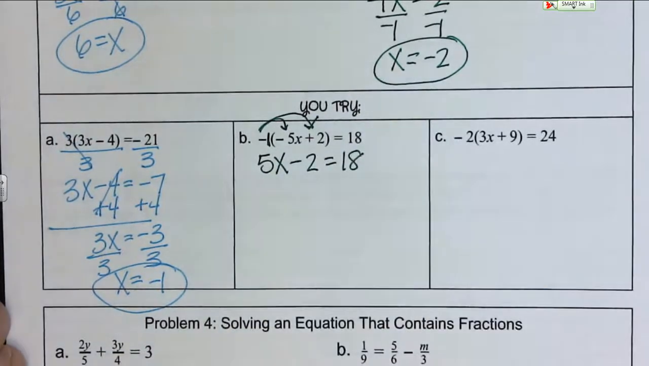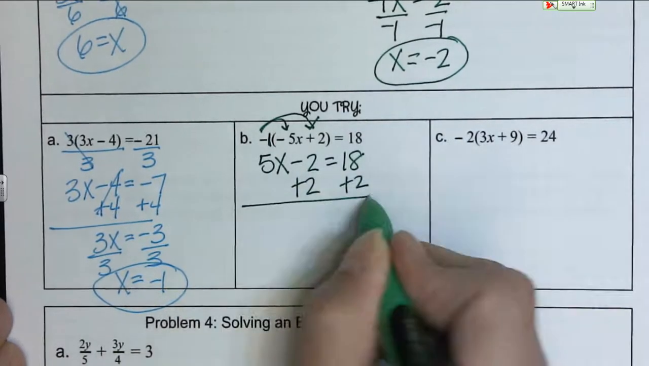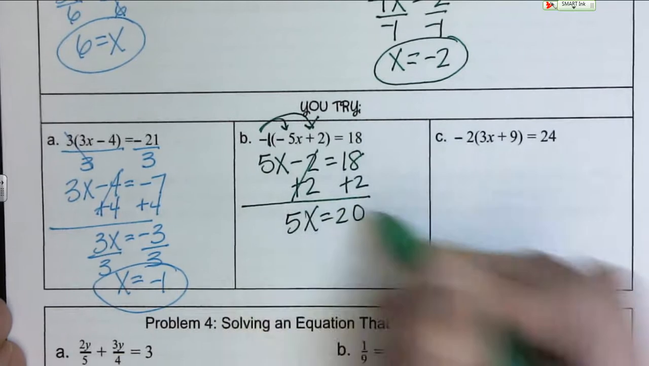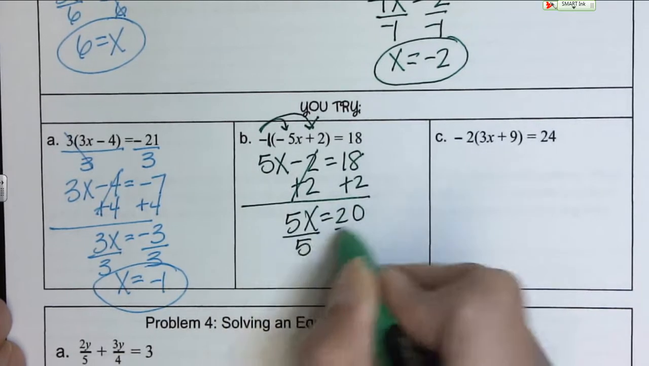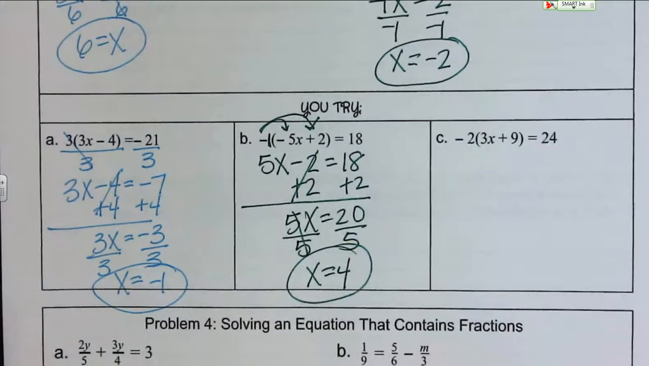So 3x plus 9 is equal to negative 12. Subtract 9 from both sides. 3x is equal to negative 21. Divide both sides by 3. And x is equal to negative 7.